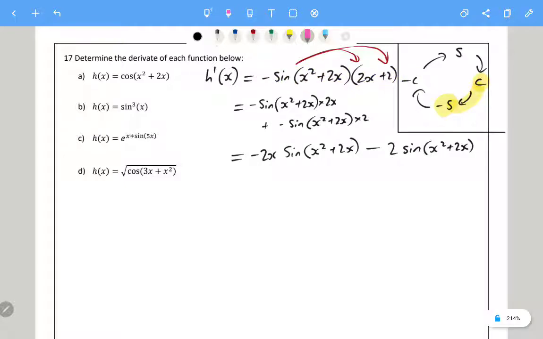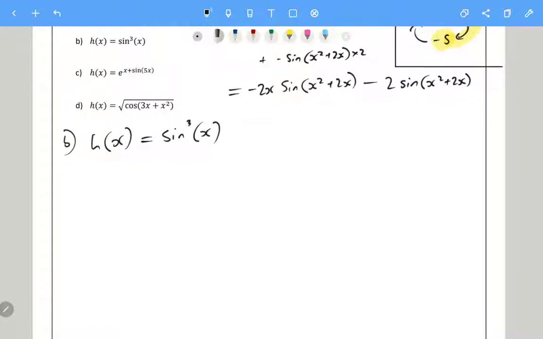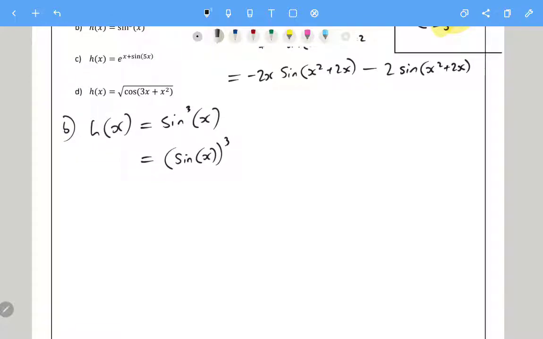Let's have a look at the next one, because the next one's quite interesting. So it's A, done. Let's have a look at B. So B is h of x is equal to sine 3 of x. Now what does the sine 3 of x mean? Well, it actually means sine of x to the power of 3. So when doing chain rule to this, we have to do the power bit first.